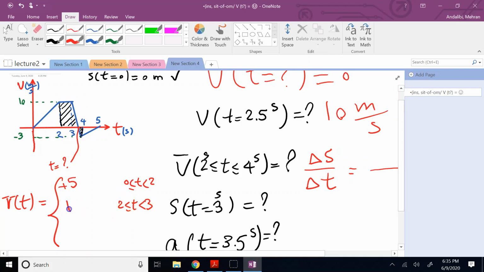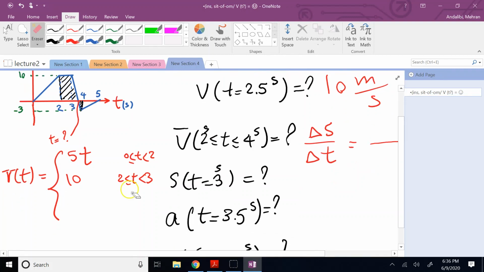You see, it's at a constant number, positive 10, right? Oh, I'm sorry, positive 5 times t. Not positive 5. Positive 5 times t, because it's a line and it's changing versus time. So 5 times t. Between 2 to 3 is constant 10. Now what about between 3 to 4? So if I want to write it between 3 to 4, now what? And then between 4 to 5.